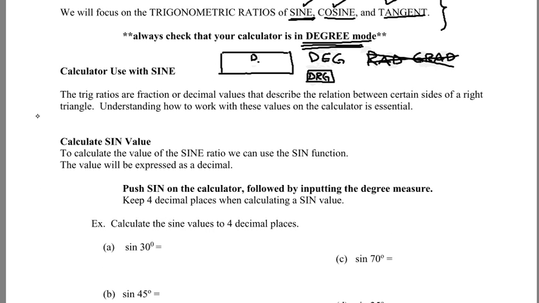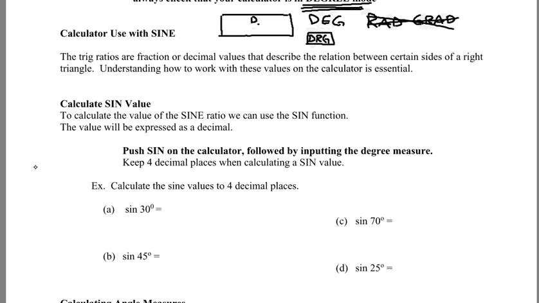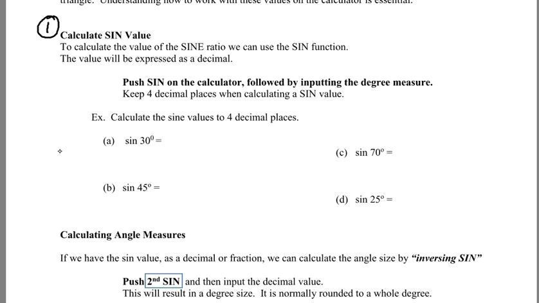So let's use the calculator with the sine function. So what the trig ratios are, sine, cosine, and tangent, they're fraction or decimal values to describe the relation between certain sides of the triangle. We have to figure out which sides to use, and then the calculator becomes really important with this. Two things. First one is calculating the sine value. The second one is calculating angle measures.